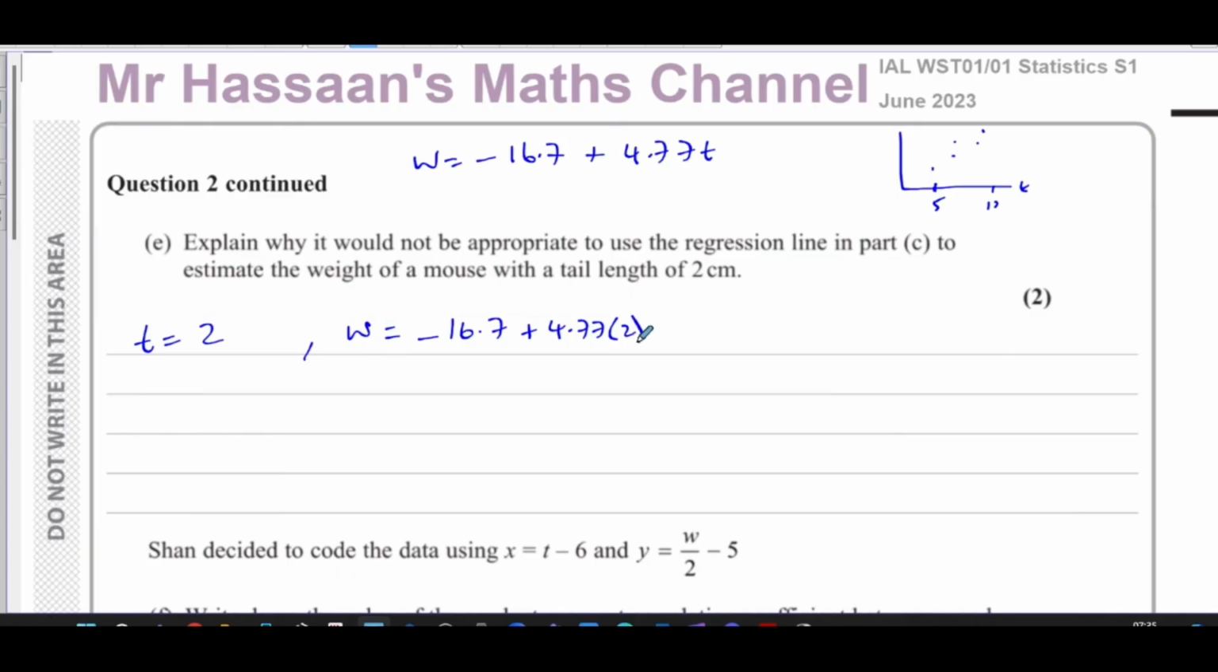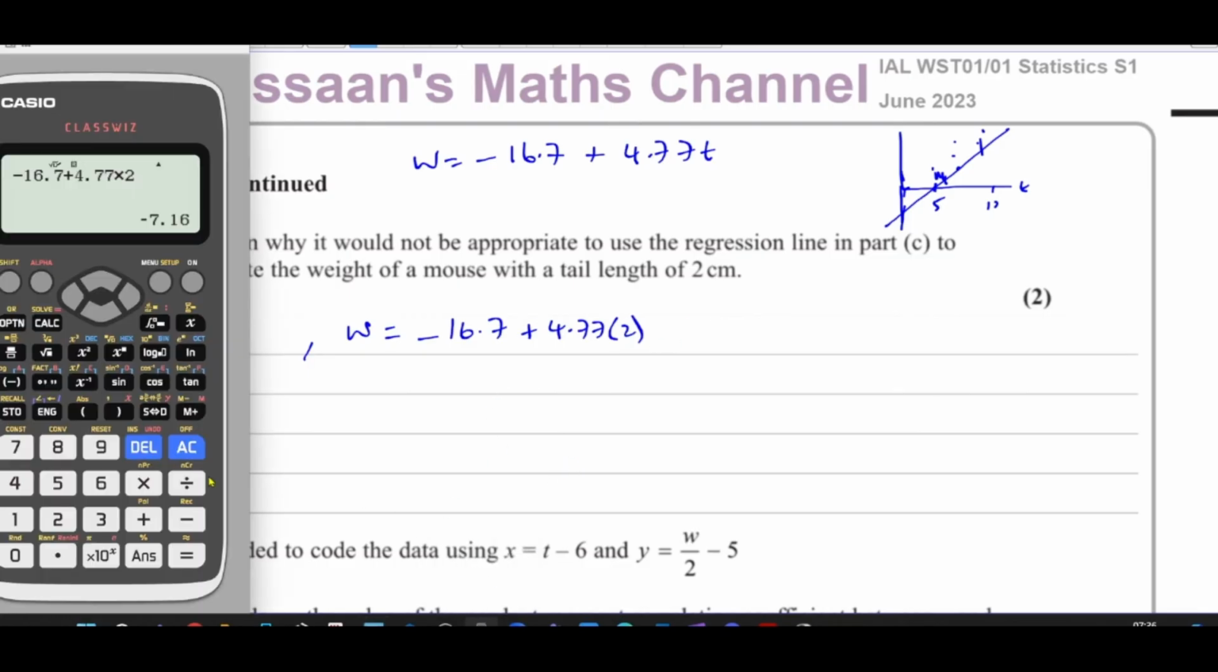4.77 times 2 is going to give us a negative answer. We can see from the y-intercept, obviously, you can't have a negative weight. So there'll be some tail lengths for which the weight becomes negative according to this line of best fit, which probably only works well with a certain range of values of the actual weights of the mice that were measured. So this is going to be a negative value for sure.